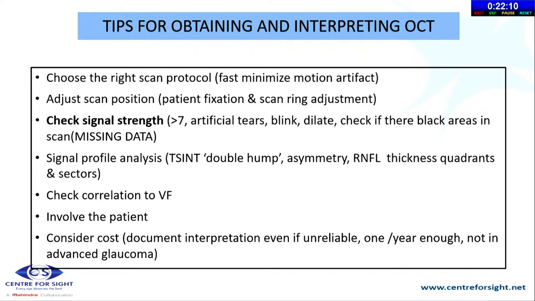Now, we all know the ISNT rule. Similarly, all rules also apply in the OCT. The TSNIT double hump, that is, the superior hump and the inferior hump, shows us the superior retinal nerve fiber layer and the inferior retinal nerve fiber layer. What about the retinal thickness quadrants and sectors? Remember, it is not just the quadrants. You have to look at the sectors.